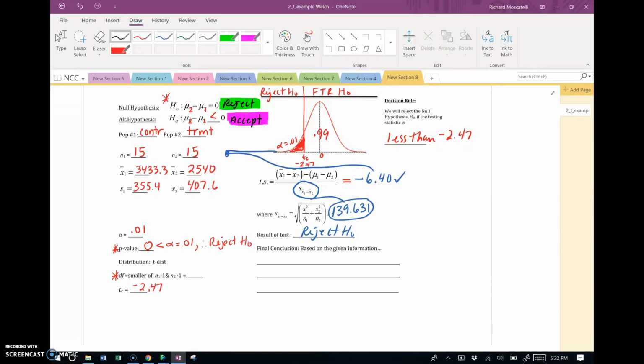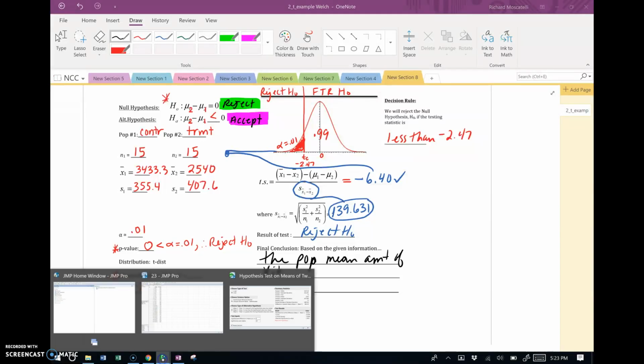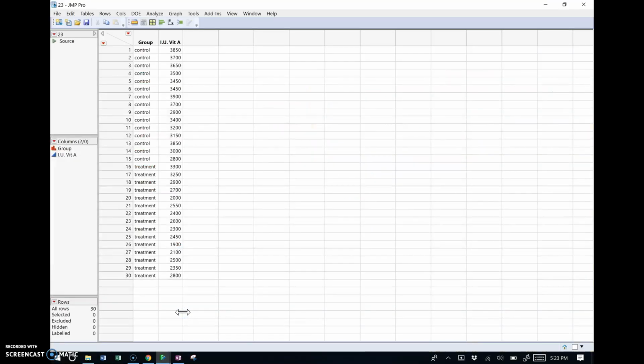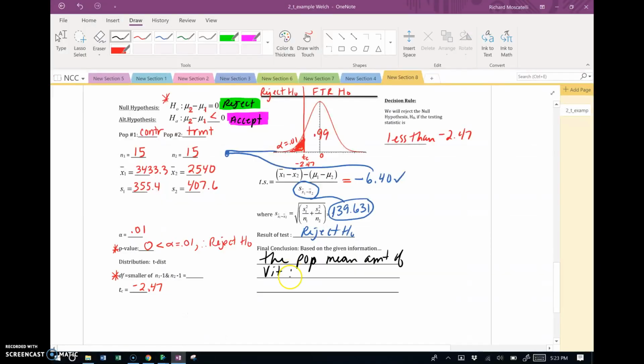So based on the given information, the population mean amount of vitamin, and I believe that was vitamin A. Let me give a look there. I forgot already. Yep, of vitamin A is significantly less for the experimental group.